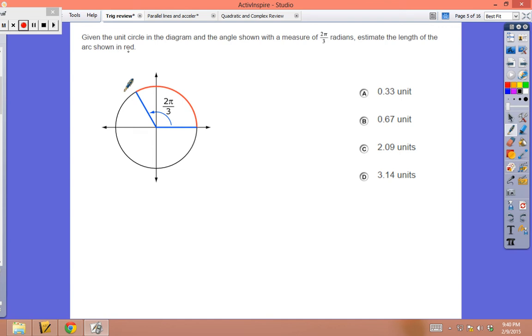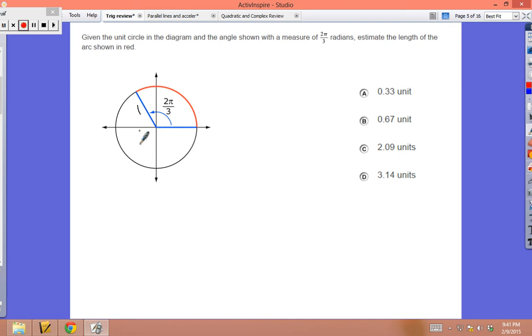Okay, so given the unit circle, that means each of these are 1. The angle shown is 2 pi over 3 radians. Estimate the length of the arc shown in red. So that's what we just barely did. If this angle is 2 pi over 3, that's actually the same as the arc length of a unit circle. So we're going to go with 2 pi over 3.